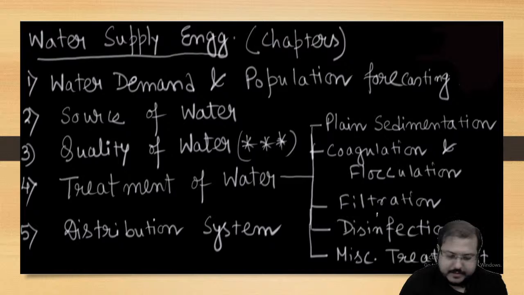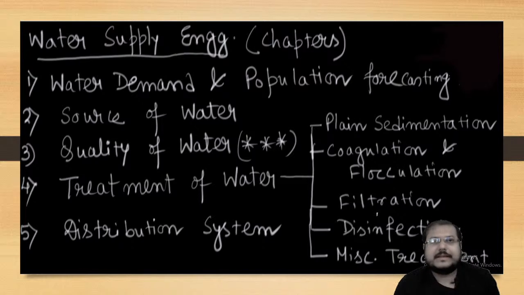Now, if we see the water supply engineering chapters, what are the chapters we will see in this water supply engineering? First chapter will be water demand and population forecasting. That's what we are going through. The second chapter is source of water in brief. Third one is quality of water. Fourth one is treatment of water, and this fourth segment consists of certain sub-chapters or components. Fifth one is the distribution system.